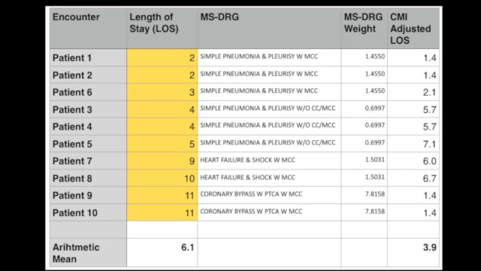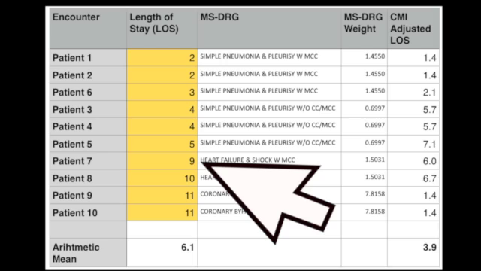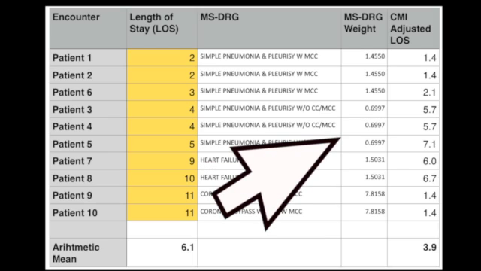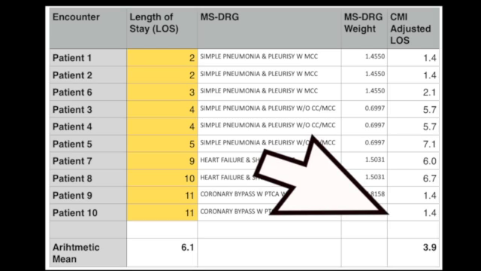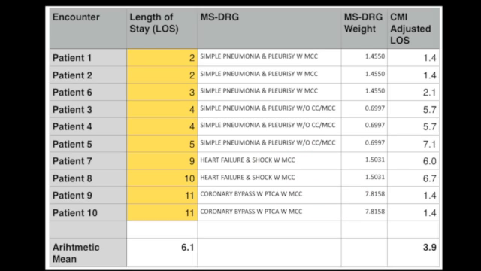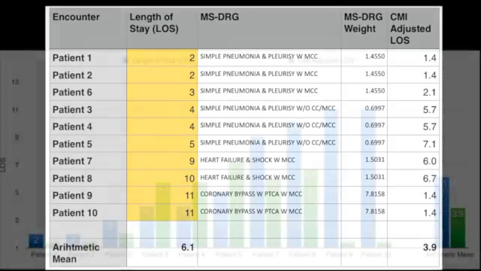So in this example, we have 10 patients that fall into 4 different MSDRG classifications. We take their observed LOS, we divide that by their MSDRG weight, and that gives us their case mix adjusted LOS. Then we average that, and that gives us the CMI adjustment. So we have a CMI adjusted average LOS in this population of 3.9 and an observed LOS of 6.1.